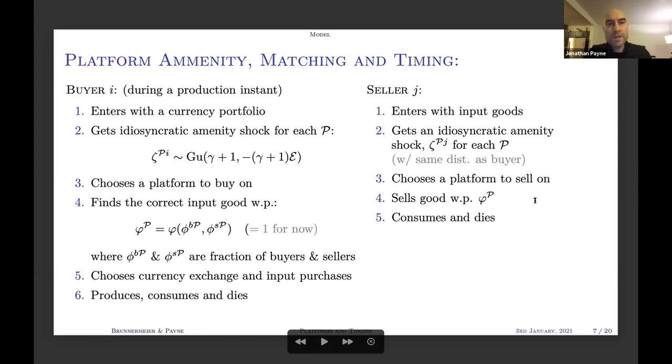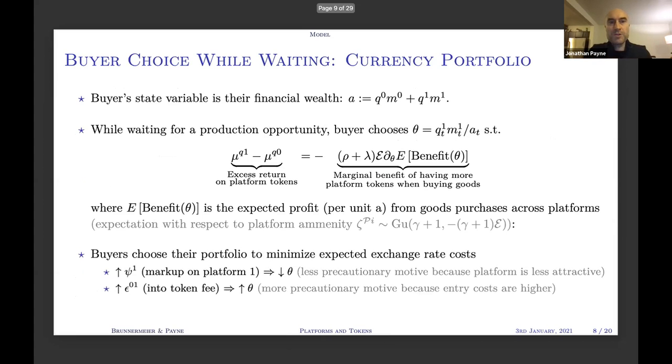Okay, so that's the summary of this environment with the markets and the timing once these agents go to these platforms. We want to head towards the platform problem. Before we do that, we need to think a little bit about what are the optimal buyer and seller choices given this environment. So the first buyer choice to think about is the choice before they even reach the platform. So how do they want to set up their currency portfolio?